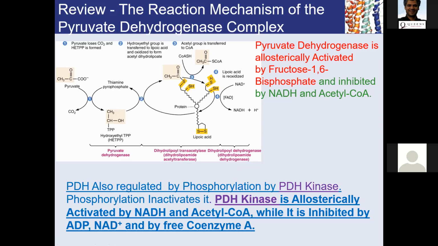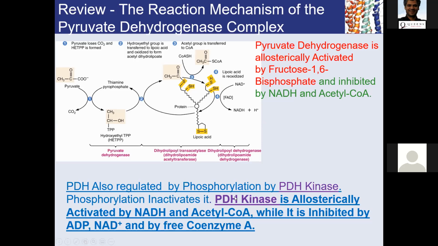So there is an enzyme called PDH kinase. PDH kinase, as the name implies, is pyruvate dehydrogenase kinase that will phosphorylate PDH and regulate its activity. It turns out that phosphorylation inactivates it. So when the PDH kinase phosphorylates PDH, it will inactivate it.